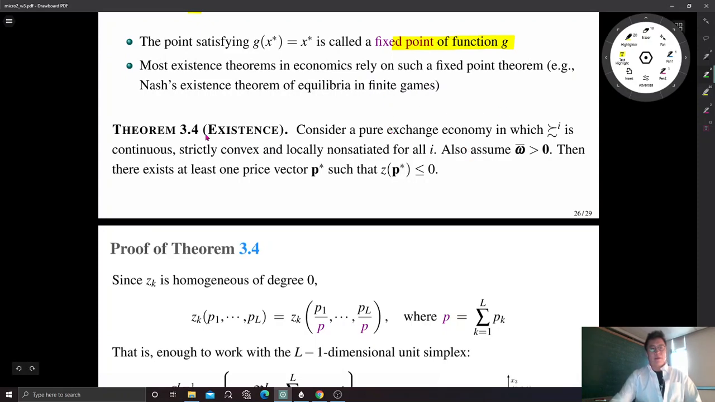All right, and the theorem states that there exists at least one price vector p star such that the excess demand function is non-positive at this price vector. So by Proposition 3.1, we know that this is an equilibrium price. Yeah, so that is the existence.